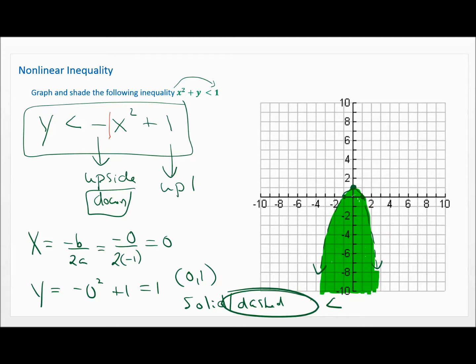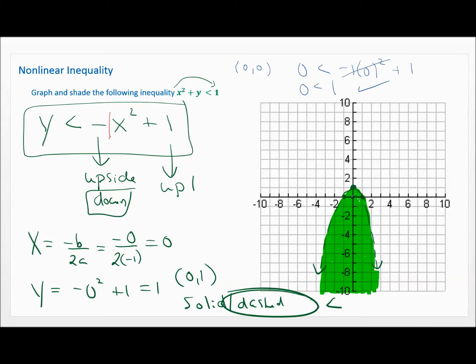Now, if you didn't really trust that you analyzed that correctly, your shading, test a point. So notice 0, 0 is not on my parabola, so let's test 0, 0. So I'm just going to plug it in. My inequality is 0 less than negative 1 times 0 squared plus 1. Well, that's just 0. So 0 less than 1. That is true. That means we shaded the correct part, which 0, 0 is right there, right?